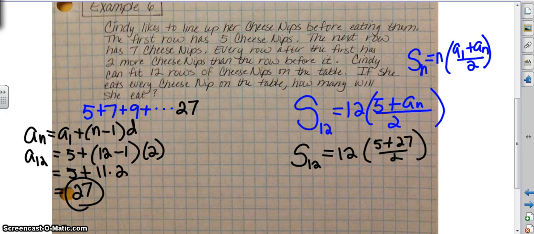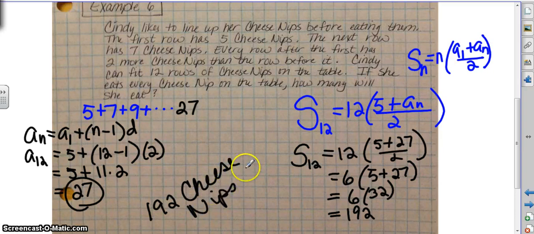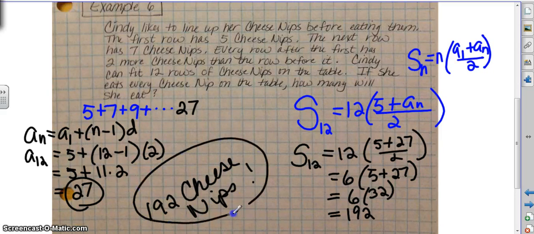So now S sub 12 is equal to 12 times 5 plus 27 over 2. And now I need to simplify this. This is equal to, 2 goes into 12 6 times. So 5 plus 27, which is 6 times 32, which means that Cindy will have to eat 192 cheese nips. That's a lot of cheese nips.